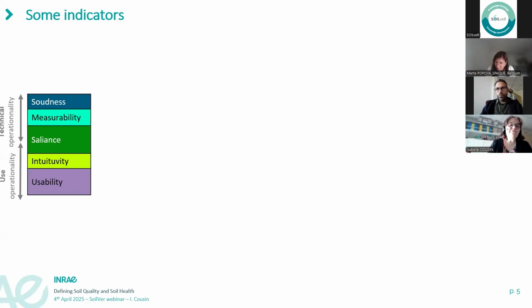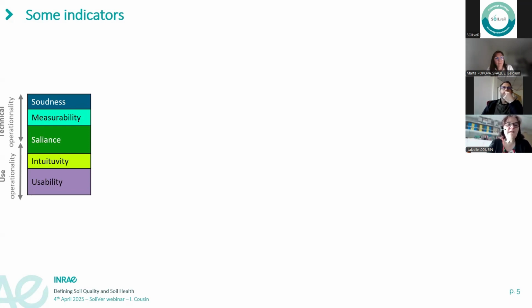And then you have the use operationality, part of the salience. Also the intuitivity, it means if I am a stakeholder using this indicator, I am sure that it fits my objective and it fits what I understand from this. And the last one is the usability. So may I use it to evaluate at one scale, in my watershed, in my city, in my brownfield, and so on.